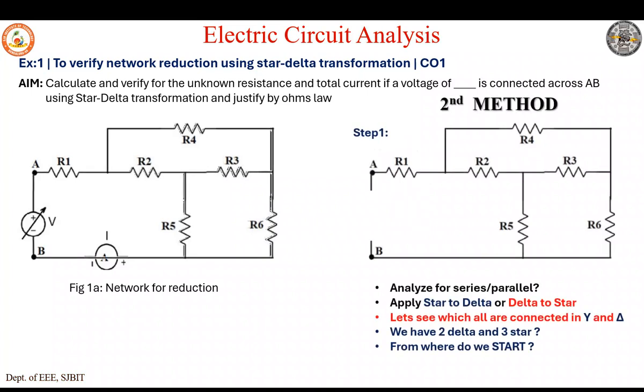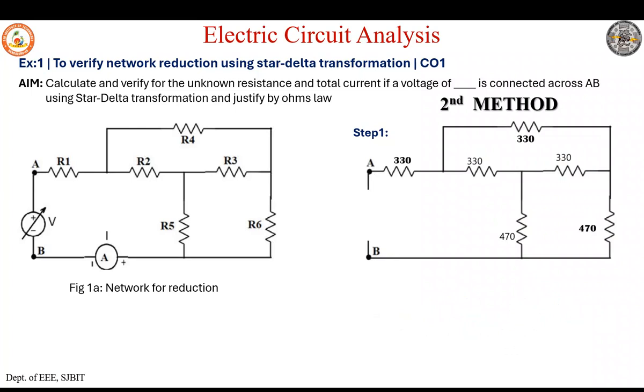So let's see method 2. This is where we started. We applied star to delta. Now what I'll do is take this highlighted delta element and convert delta to star. So this delta 330, 470 and 470 are in delta. So these are the 3 ends, correct?